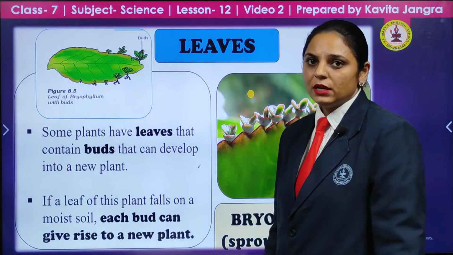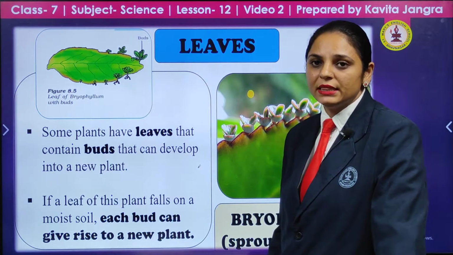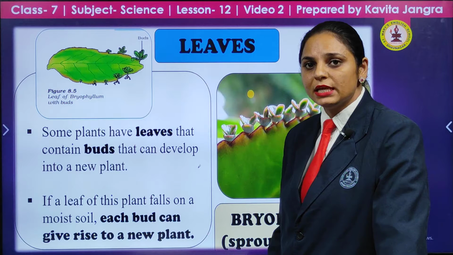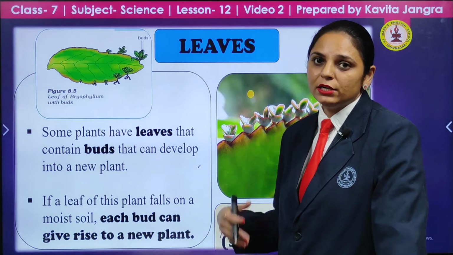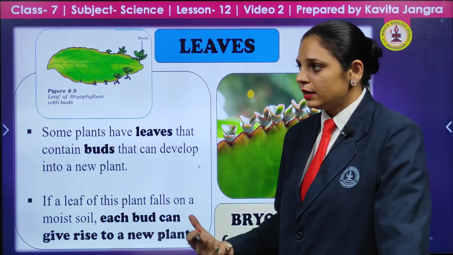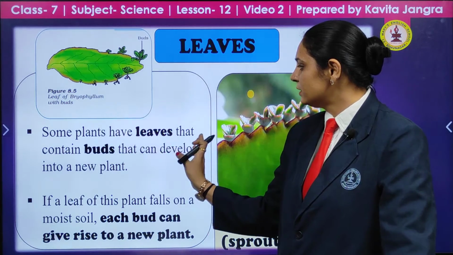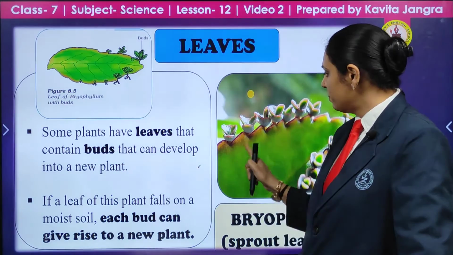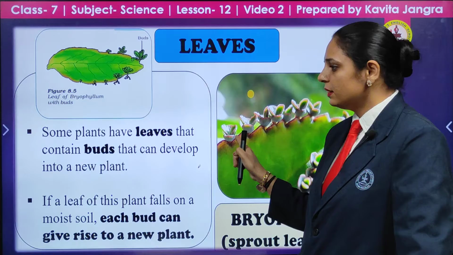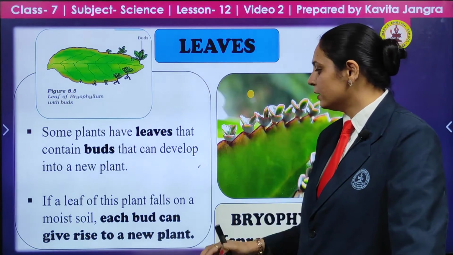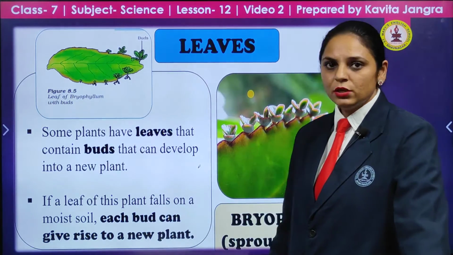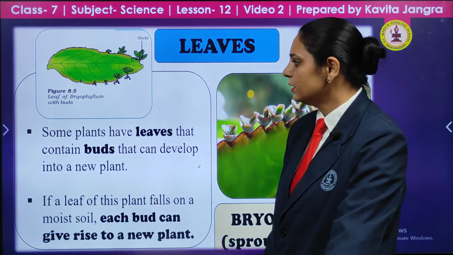Next we have the leaves. The example is bryophyllum. In this case the bryophyllum sheds its leaf on the soil, and another different plant of the bryophyllum arises. So this leaf contains the bud part, this is the bud part, and it falls down, and this will give rise to another new plant. So each bud can give rise to a new plant. This is through the leaves.